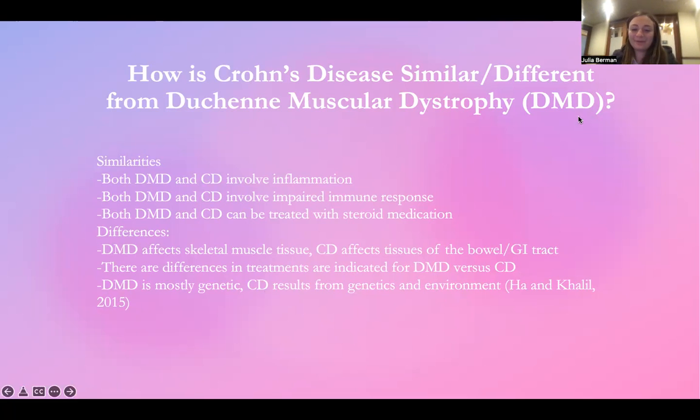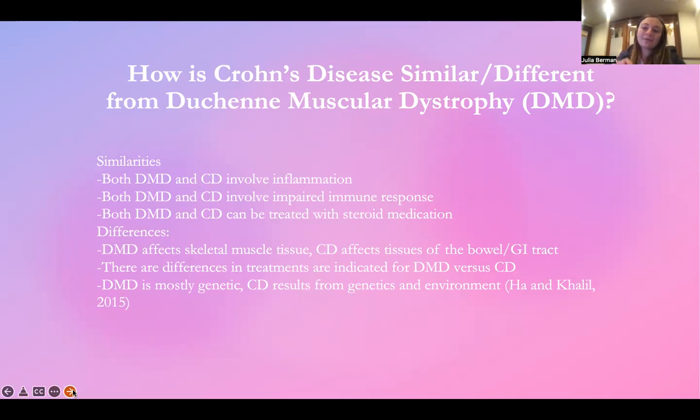And DMD often occurs really early in life, in early childhood, and it often is terminal. Many DMD patients only live until adolescence or their early 20s, whereas Crohn's disease can present later in life and can be triggered by certain environmental changes, and is not often terminal, much less terminal than Duchenne muscular dystrophy.